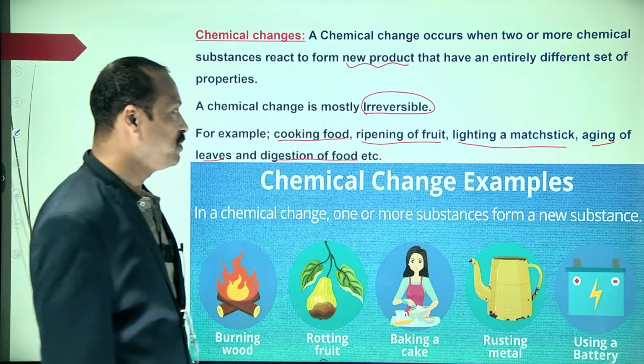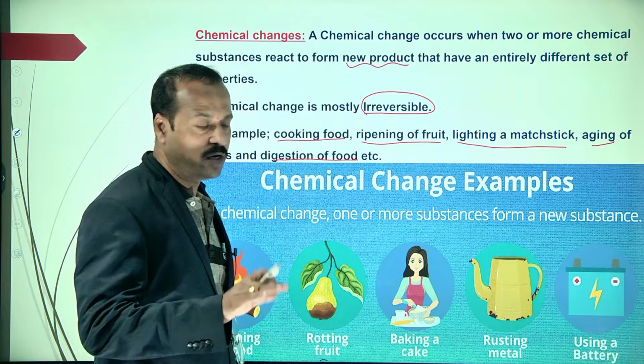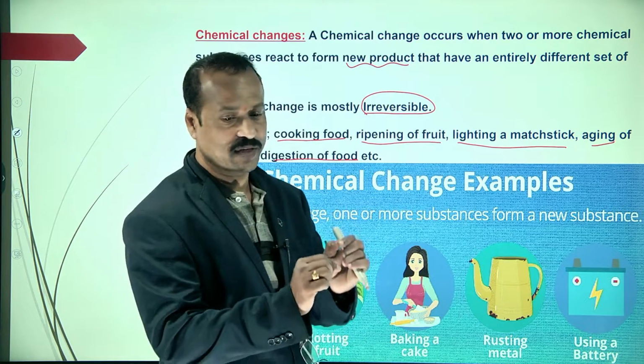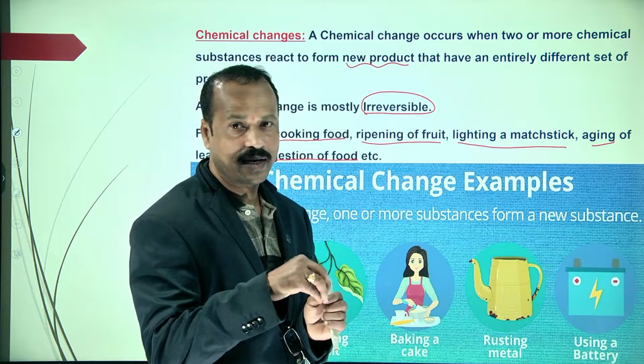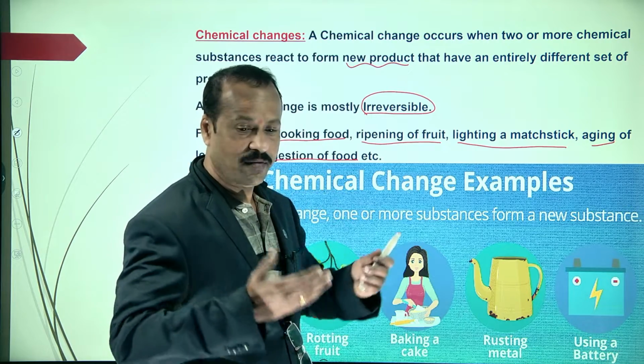Now ripening of fruit means what? A raw fruit becomes ripe, but after it is ripe, can we make it raw again? No, we cannot. Lighting of a matchstick. Once you light up a matchstick, it will burn. Can you get it back again? No.